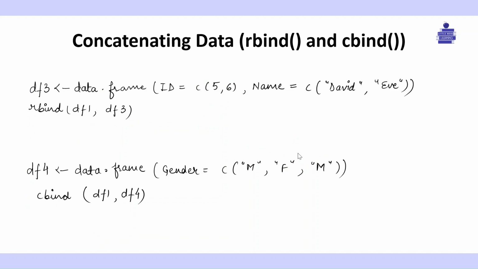rbind is simply row-wise binding. It is used when data sets have the same column names. In this example, it stacks the data row-wise from the 2 data frames df1 and df3. Then cbind is used when data sets have the same number of rows, and it is also called column-wise binding. Here, in this example, it combines the data column-wise from the data frames 1 and 4.